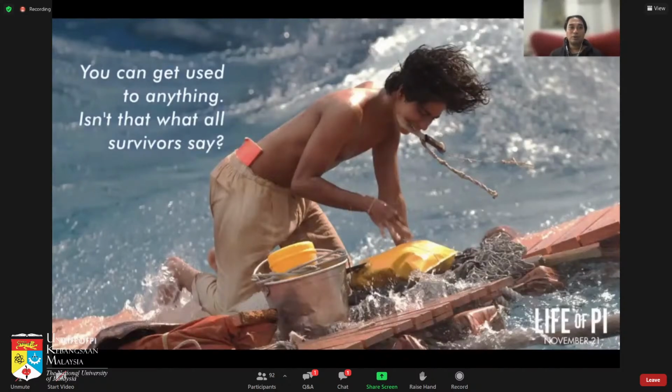This is a quote from a book, actually, Life of Pi: you can get used to everything, and that is what every survivor says. So you can get used to it, and you have to be the best in what you're doing. That is the right attitude. A right attitude to become a doctor, a right attitude to become a specialist, a right attitude to do such specialty, and with that, I think you all can go far.